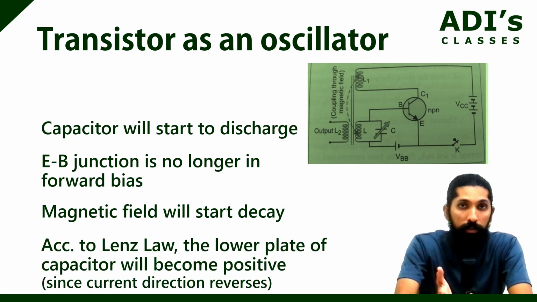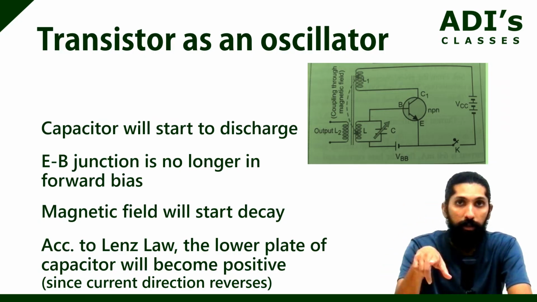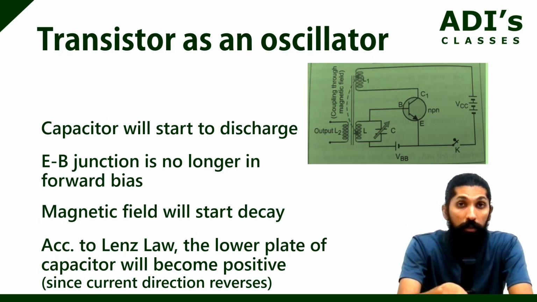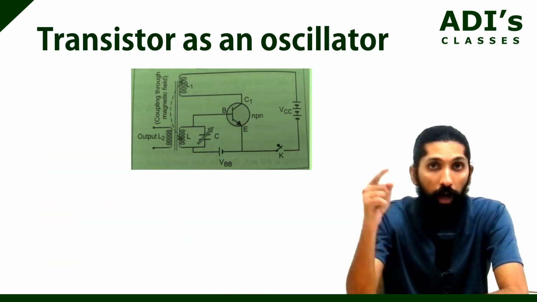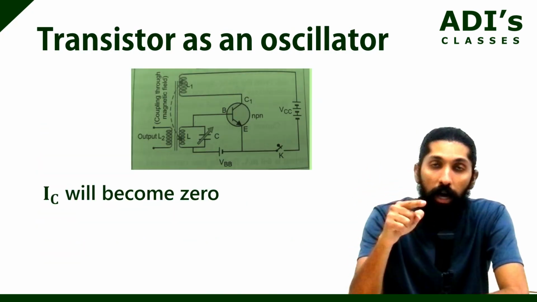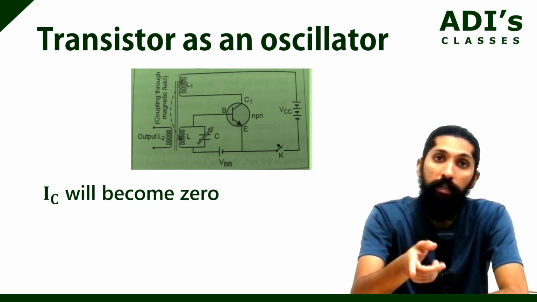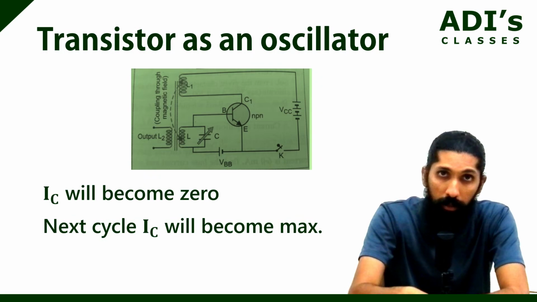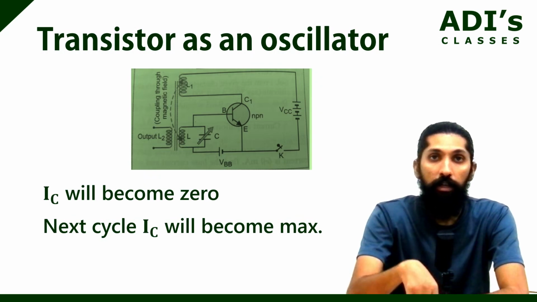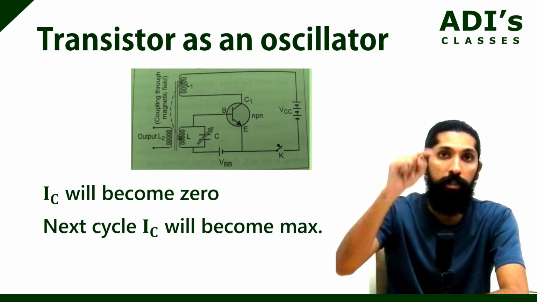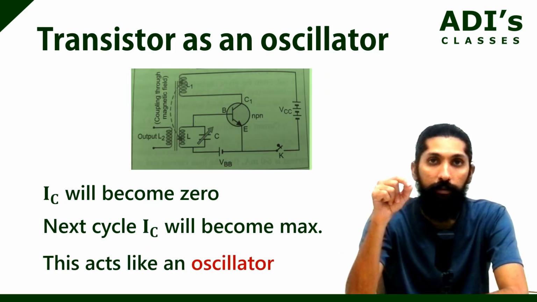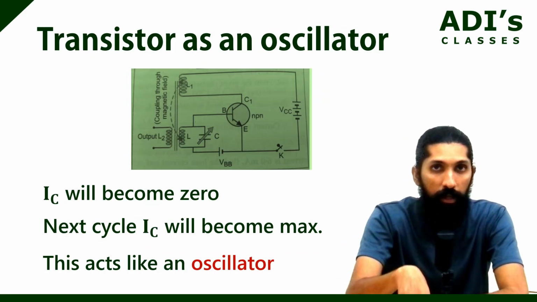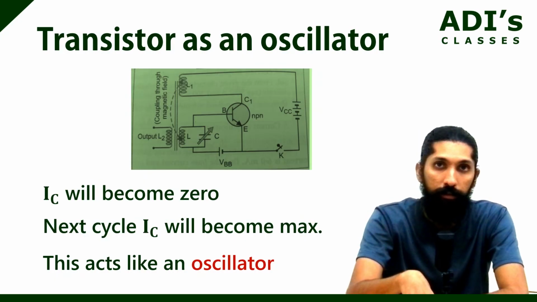According to Lenz's law, what's going to happen? The lower plate of the capacitor will start to become positive in nature, because the current direction will reverse, right? Isn't it? So again, the same cycle will go. So IC reduces, IC will become 0. Again, in the next half of the cycle, IC is going to become maximum. That means here the collector current IC varies from maximum to 0. So this acts like an oscillator. This is why we say that a transistor behaves like an oscillator.